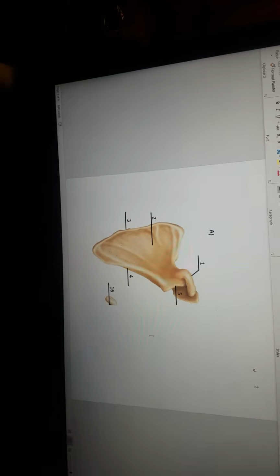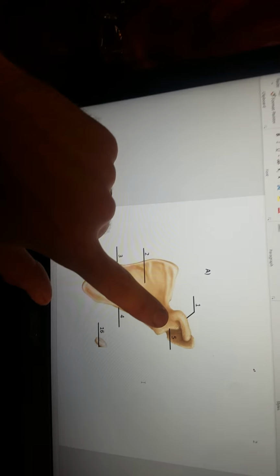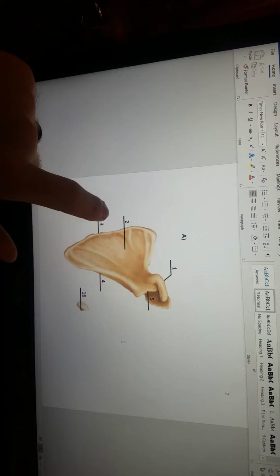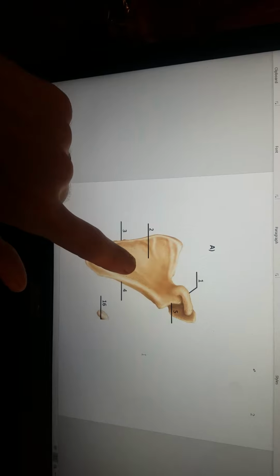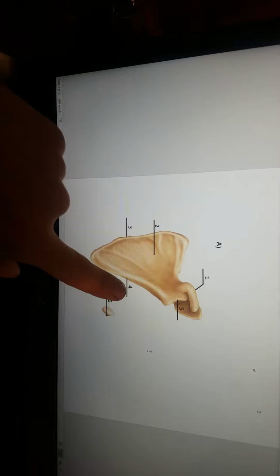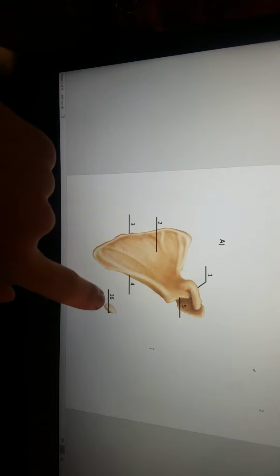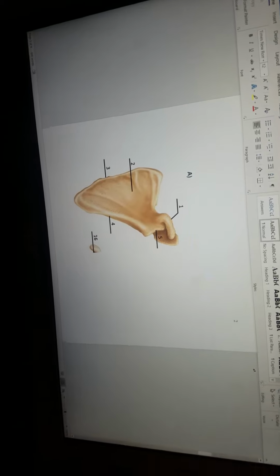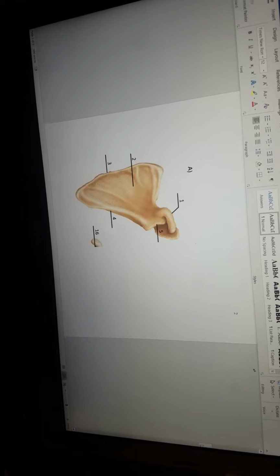We have the scapula, number 1, the acromion, the glenoid fossa, 5. 2, the subscapular fossa. 3, we have the medial border, and 4 would be your lateral border. 16, the coracoid process. Okay, scrolling down.